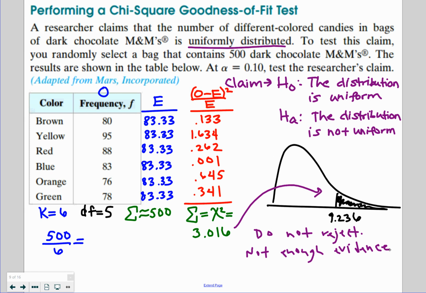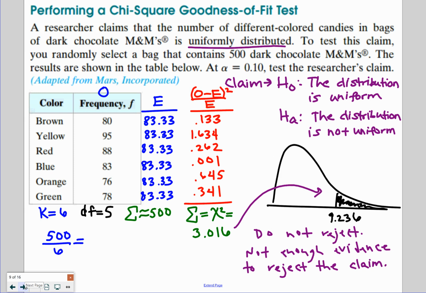To, would we say support or reject? Yes. So to reject, it's a little bit better, the researcher's claim. So we do not have enough evidence to reject the claim that the M&Ms in the bag are uniformly distributed by color. Okay? Make sense? A little bit? Okay, kind of similar to some things we've done before.